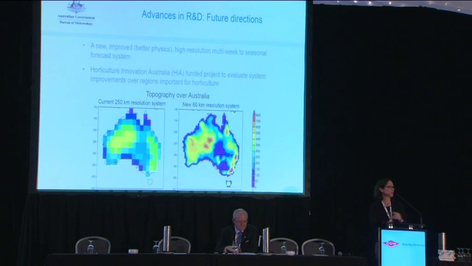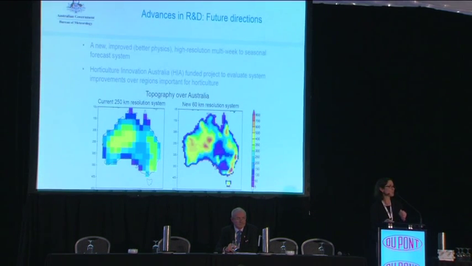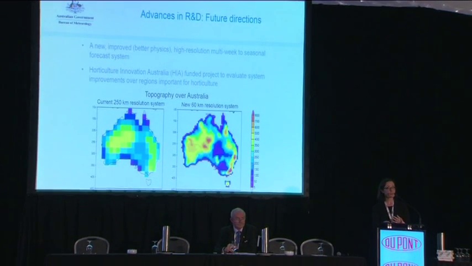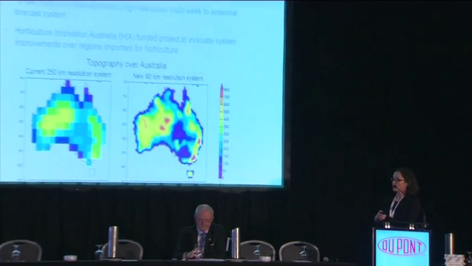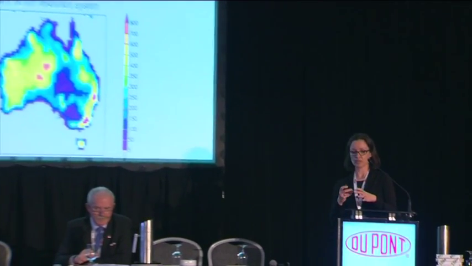Just to end off, to give you an idea of what we're working on at the moment, we've got this dynamical model system, but we're now working on improving it. We want to make our forecasts more locally relevant to you and more usable. We're also improving the model. With these models, they have grid boxes over the whole of the world, and our current model grid box resolution is 250 kilometers.